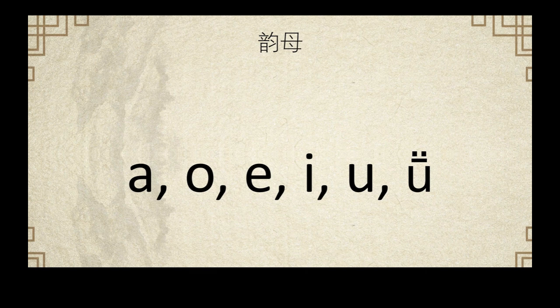For the last one, the U with the umlaut, Ü, you purse your lips very closely and form a small O. So you start as if you're saying the first U, Wu, but close your lips into a very tight purse, and then push it through.